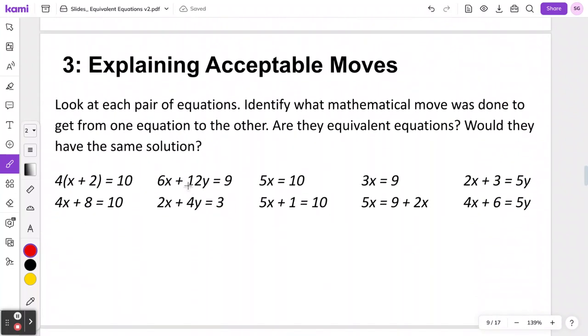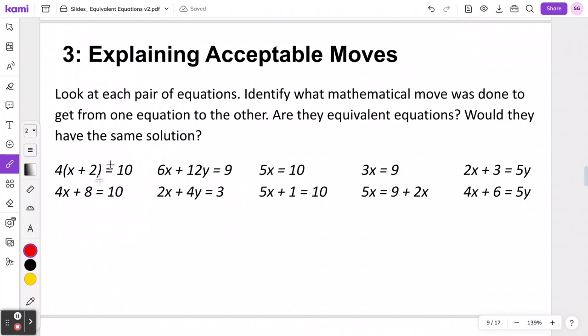And so these are the 5 pairs we're going to look at. For each pair of equations, identify what mathematical move was done to get from one equation to the other. Are they equivalent equations? Would they have the same solution? Now, there's one other thing I want to mention before we start working on these.